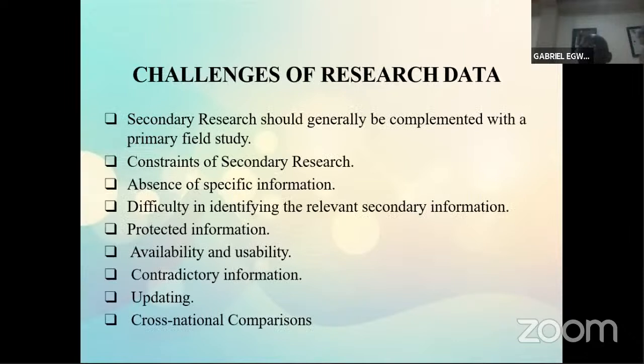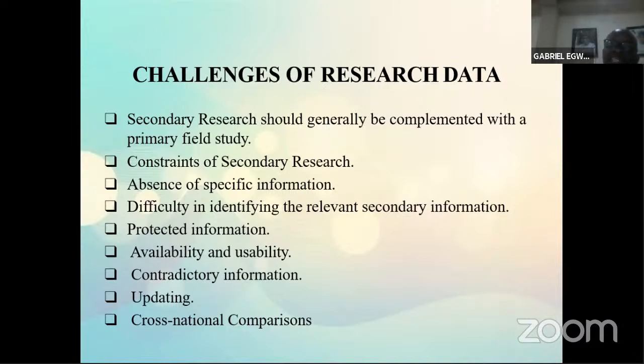However, there are challenges in some research data you have harvested, and they are very few. For instance, secondary research should be complemented with results from primary field study. If not, you won't get it right. A lot of times you don't even do secondary research, right? There can be constraints of secondary research information, like absence of specific information. You want information about this phone, right? You have Googled this phone now, you see 10 different phones that are like that. Is that what you're looking for?